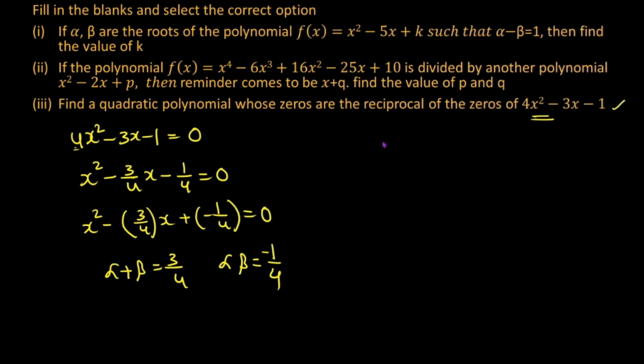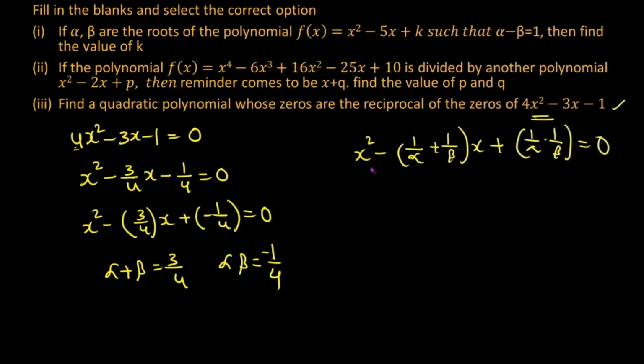For the new equation, whose roots are the reciprocals of these, how do I write it? x square minus, instead of alpha and beta, the reciprocals: 1 by alpha plus 1 by beta into x, plus 1 by alpha into 1 by beta equal to 0. That's why I write the equation directly in this form. What is the LCM here? Alpha into beta, so we get beta plus alpha into x, and it is 1 by alpha beta equal to 0.